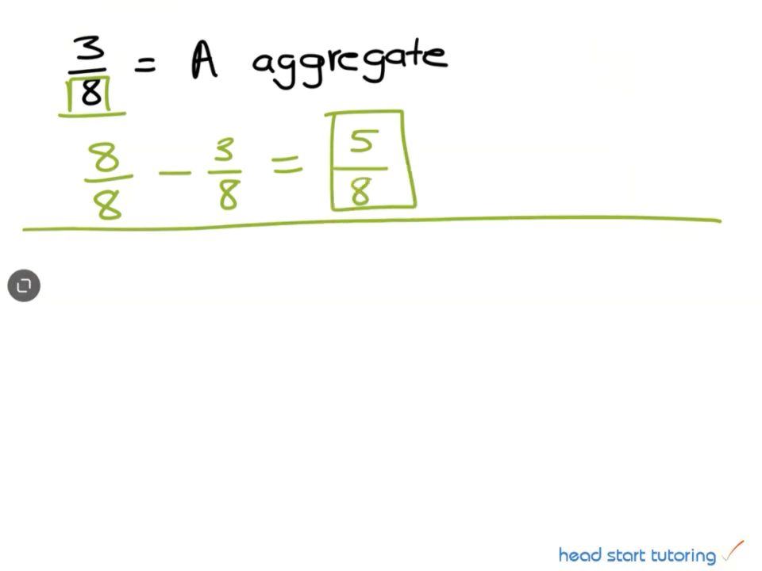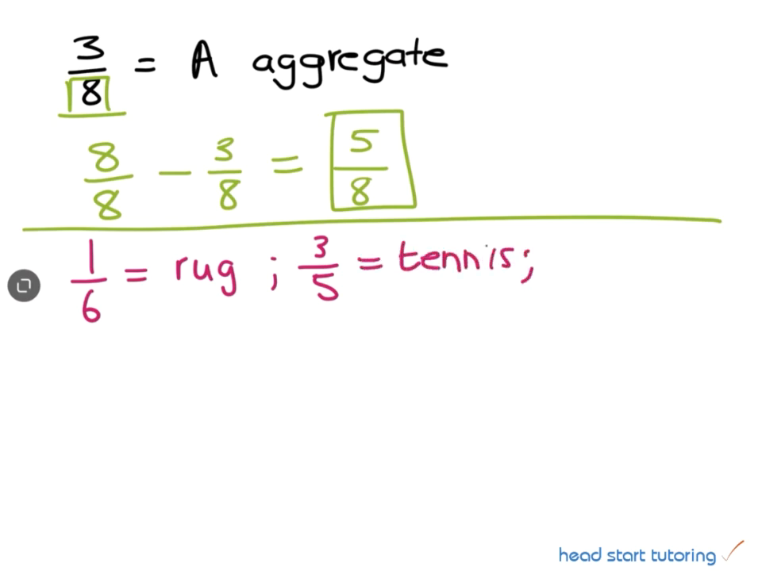In the same way, if we have got multiple fractions, so let's have a look. If 1/6 of the grade plays rugby, and 3/5 of that same grade play tennis, and the rest play soccer.